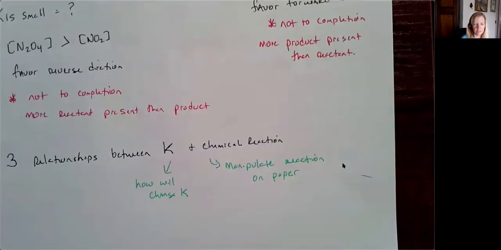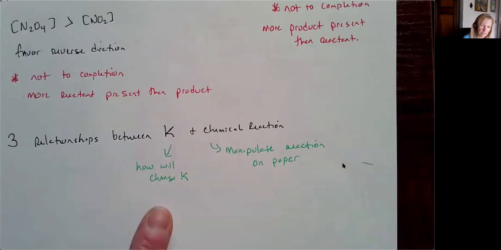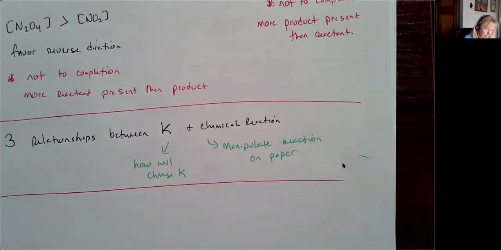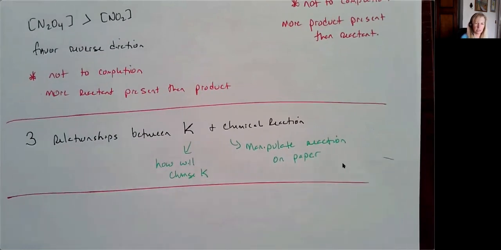I only need to use these if I'm manipulating this reaction on paper and I want to know how it's going to change K. So that's where looking at these three here might save you a little bit of calculation time, so you can understand these relationships between them.